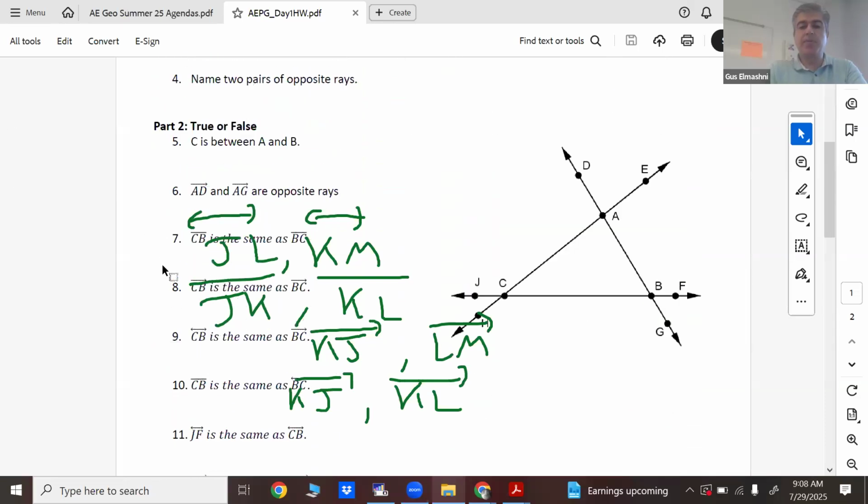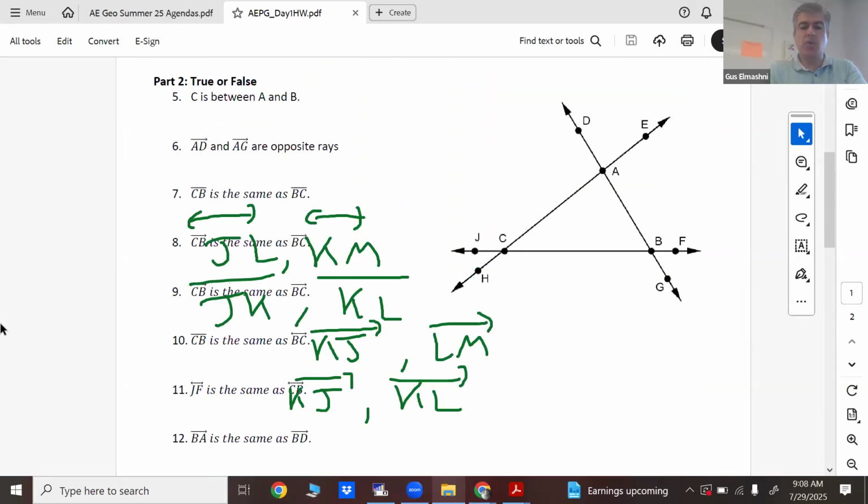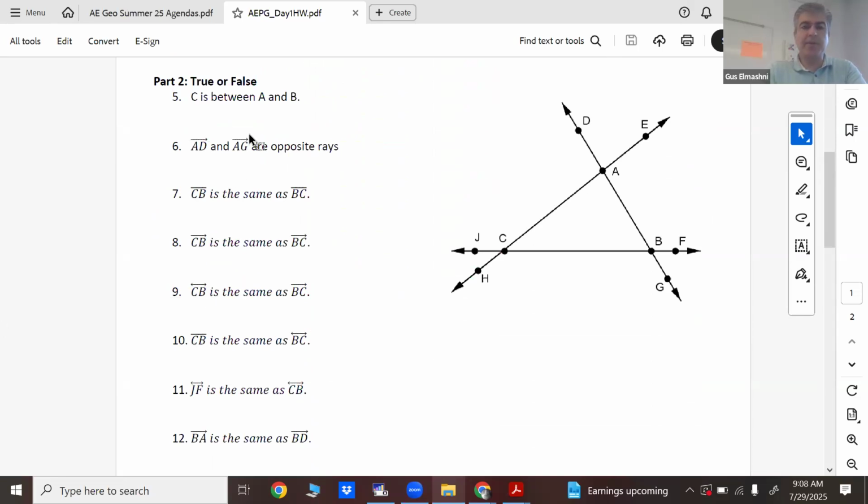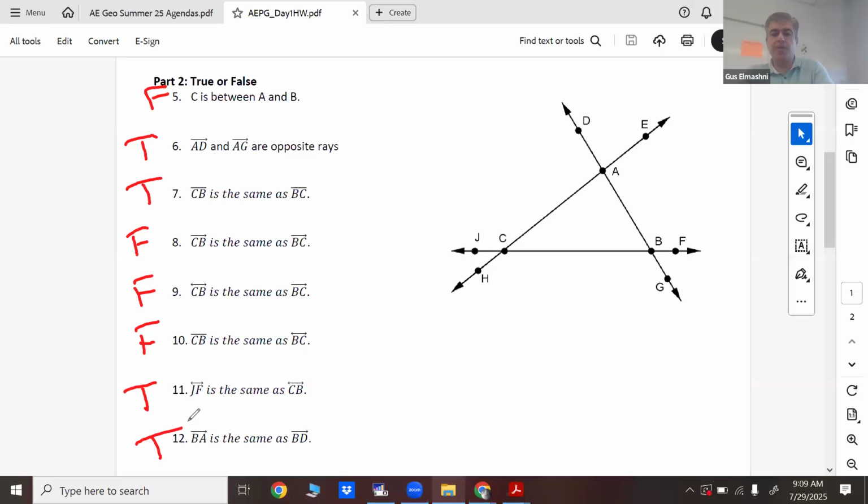For number two, I'm just going to kind of do it quick, and then we could simmer on it a little bit. We're going to say false, true, true, false, false, false, true, true.